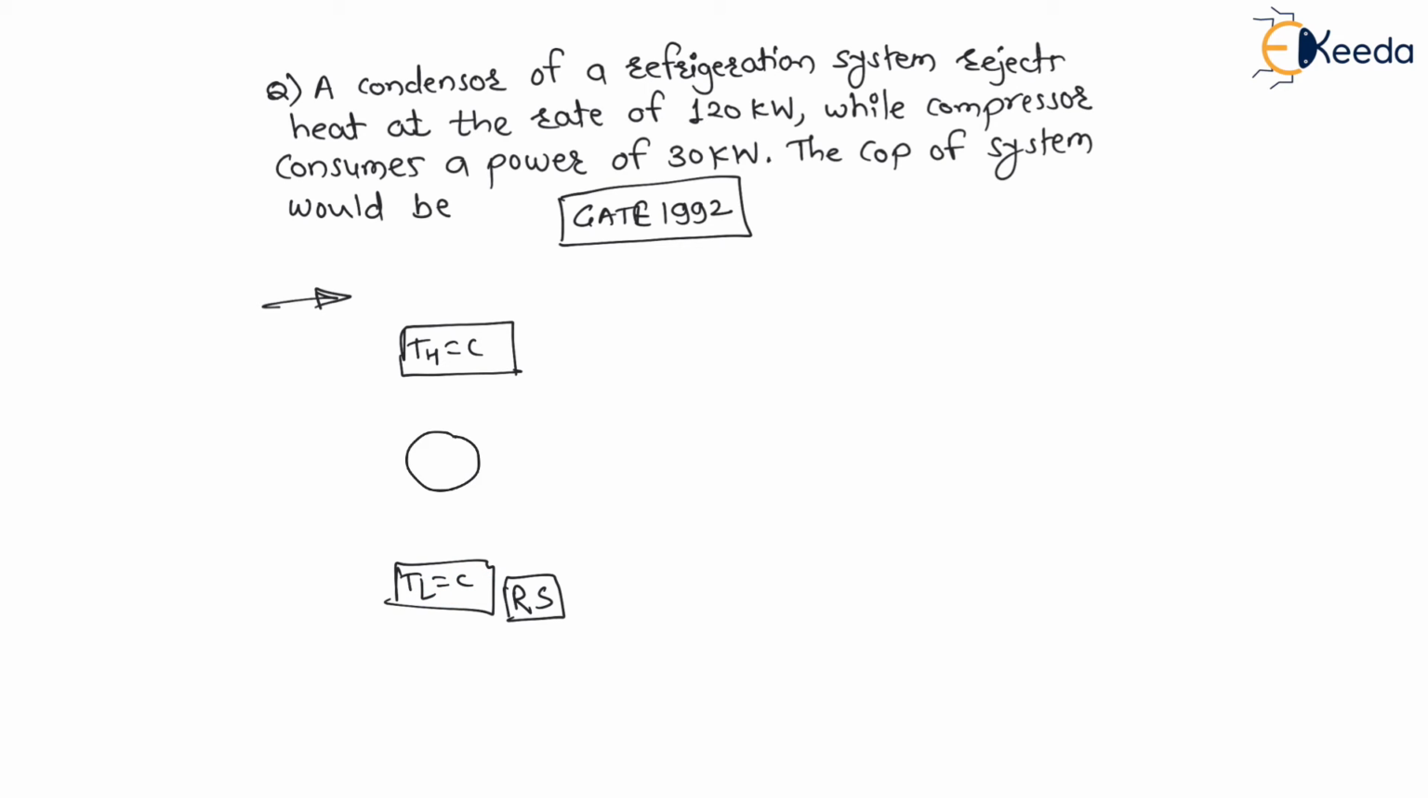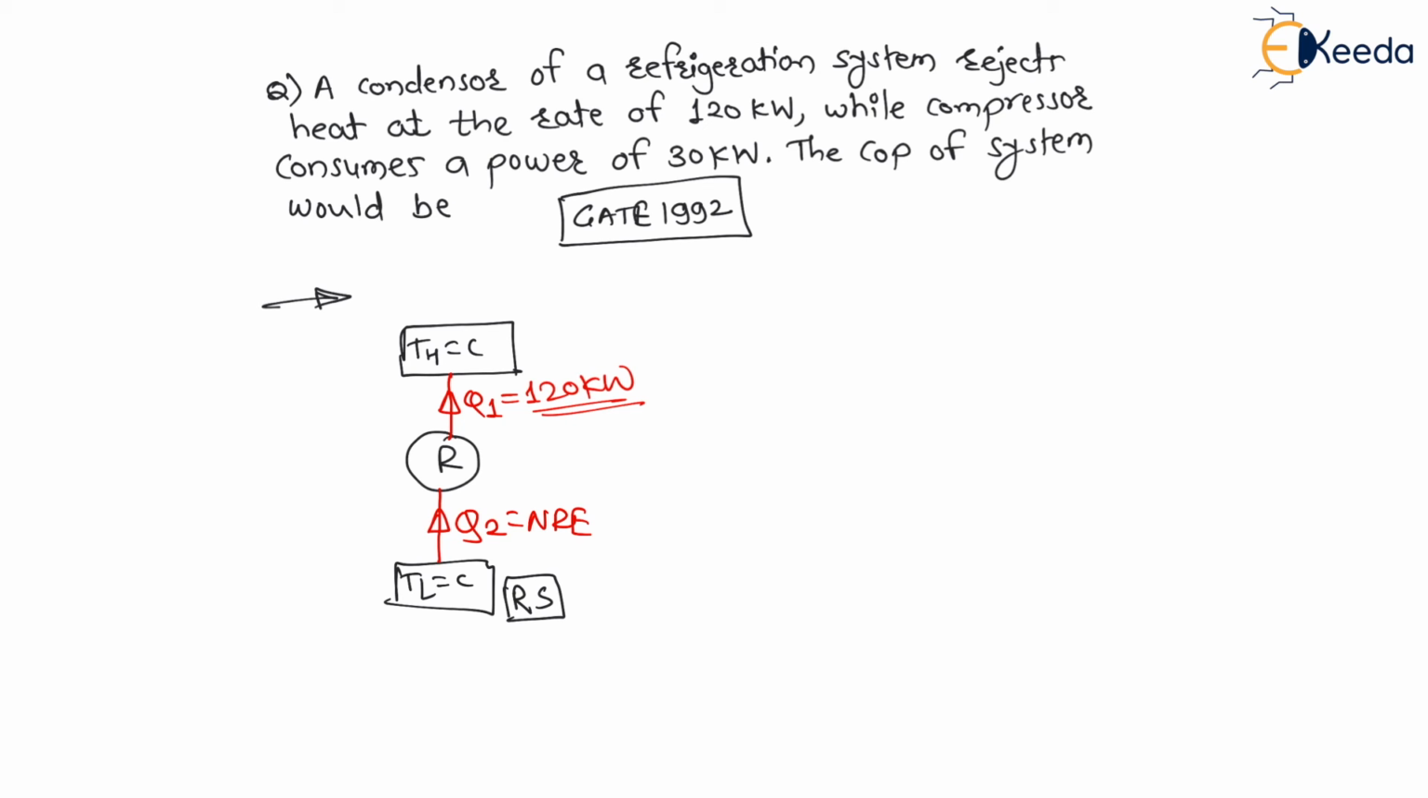And if I use a refrigerator here, the purpose of this refrigerator is to extract heat from the low temperature reservoir, that is from the refrigerated space, which let us say is Q2. It is also called net refrigerating effect, and it is continuously supplied to the high temperature reservoir. Let us say it is Q1, and this heat rejected from the refrigerator is nothing but the condenser load. Therefore, here Q1 is given, which is 120 kilowatt, because they have mentioned that the condenser of the refrigeration system rejects heat at the rate of 120 kilowatt.